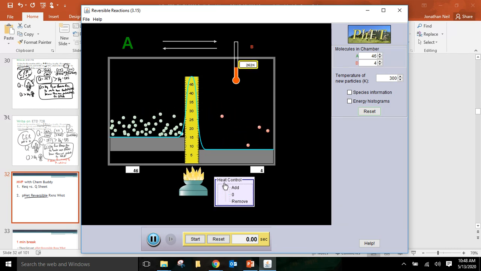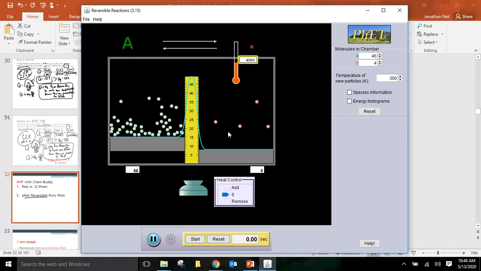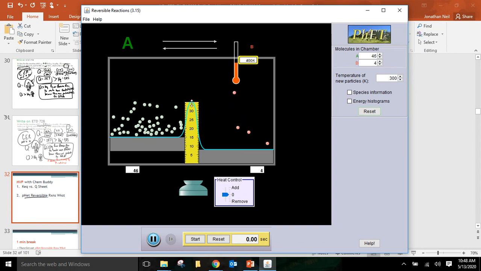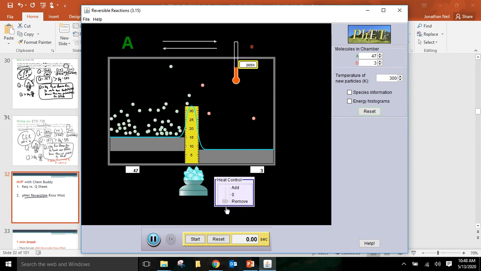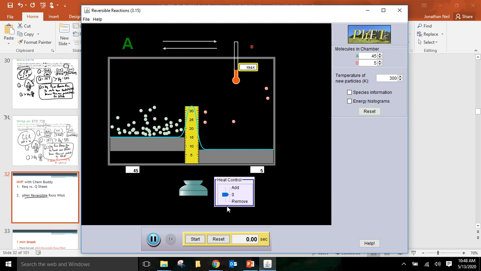I can do that by heating it up. And you'll notice that when I do that, both sides start to move faster, right? But this side's not moving as fast as that side. So the other part of this that I can change, of course, is I can take heat away. And when I take that heat energy away, you can see that they move slower. They have less kinetic energy. And the reaction kind of slows down. It's kind of like why we cook food, right?